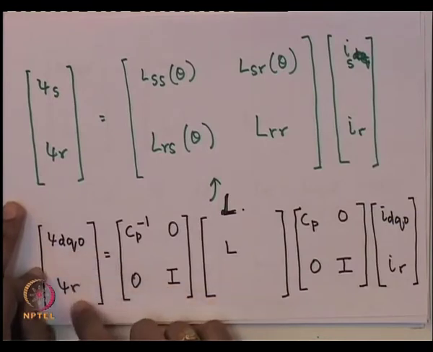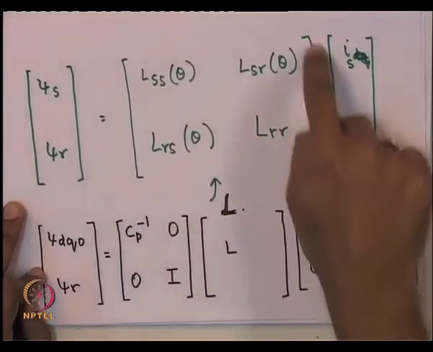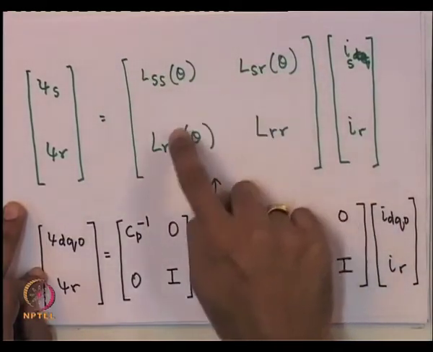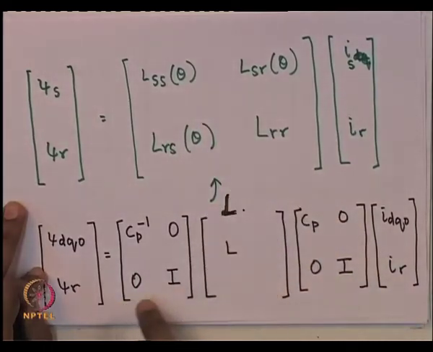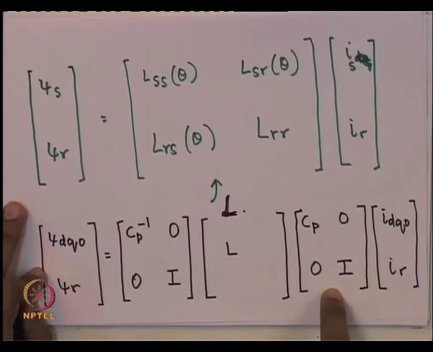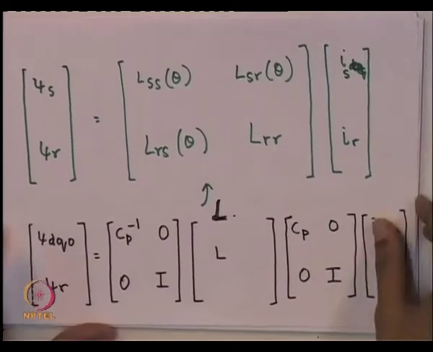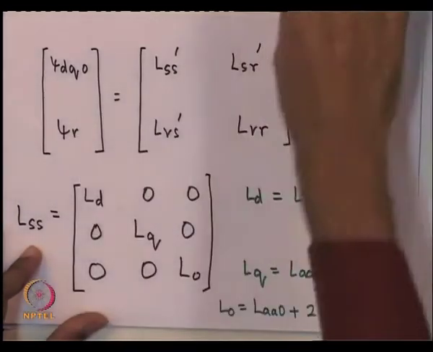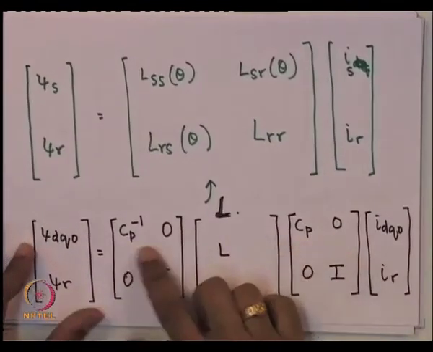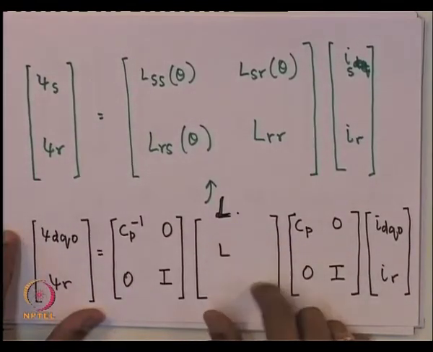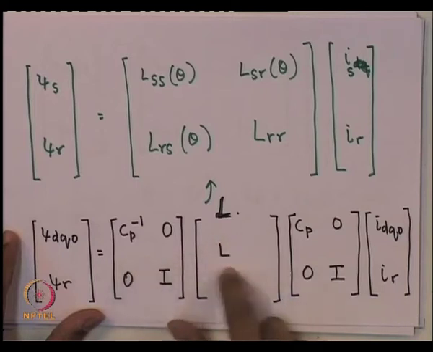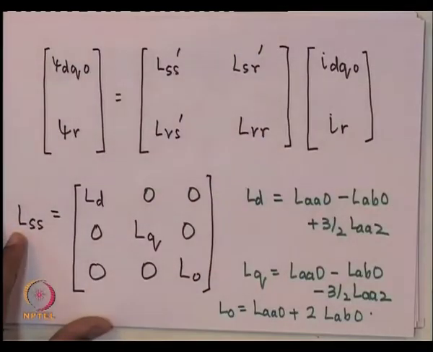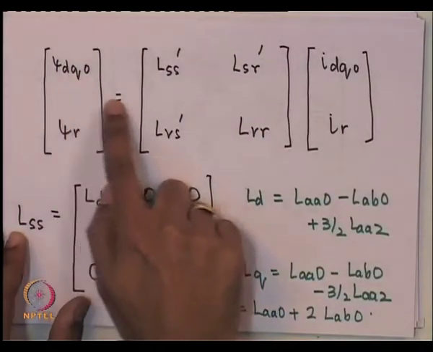So, psi dq0 and psi r will be this, into L. L is nothing but this matrix. Remember, of course, these are sub matrices. So, this into L into this transformation into I dq0 and IR. Now, the good thing which we saw in the last lecture was that we worked out one particular term in this L matrix, but I encourage you to try to evaluate the complete L matrix.